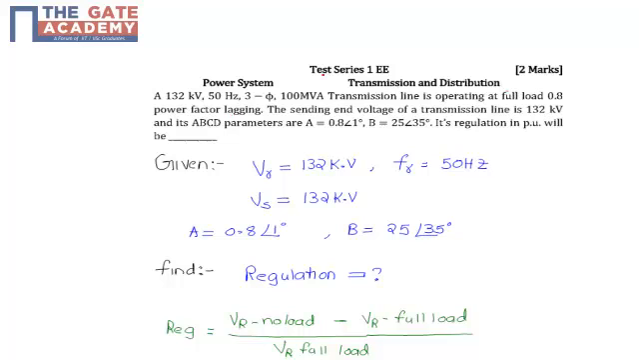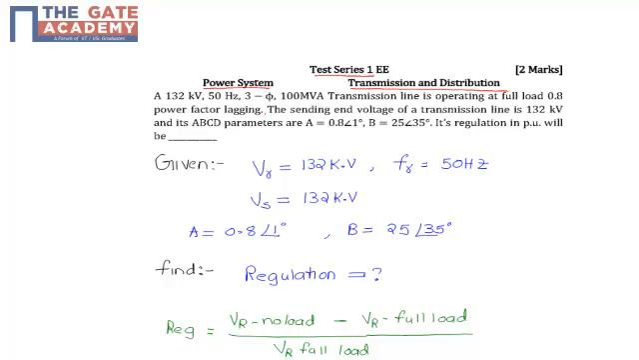Hello students, this question is taken from test series 1 EE from the subject power system, from the topic transmission and distribution. A 132 kV 50 Hz 3-phase 100 MVA transmission line is operating at full load 0.8 power factor lagging.